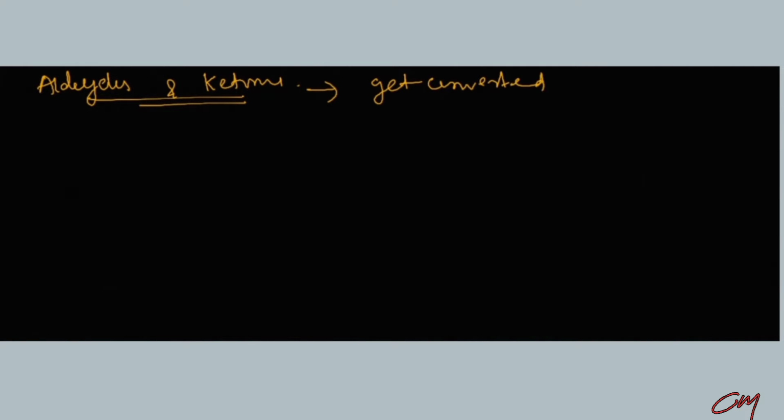In the Wittig reaction, generally aldehydes and ketones, these two get converted to alkene. Only the aldehydes and ketones get converted to alkene. We will take some examples. For example, let us consider a simple ketone, acetone.